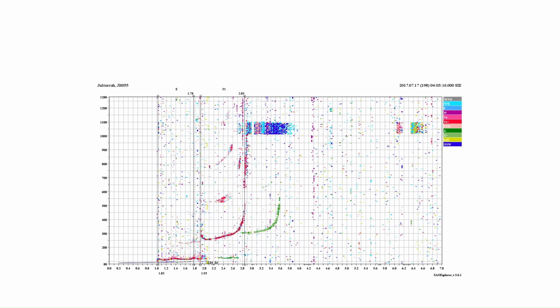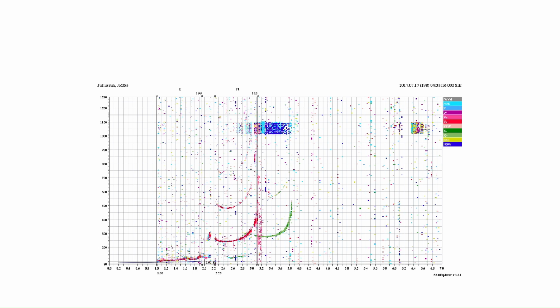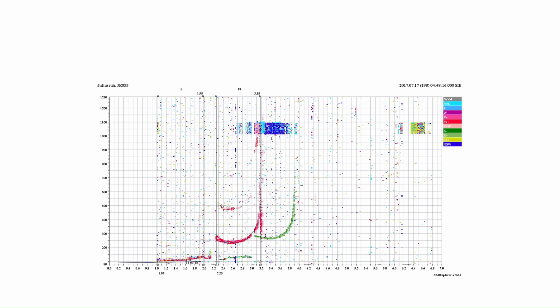The gradient at the top of the F region is effectively flat, so we're getting these really, really long cusps. And it's gone. And so what we're left with here might look like a normal F2 trace, but it's an F1 trace. This is foF1. And so we can trace this out.